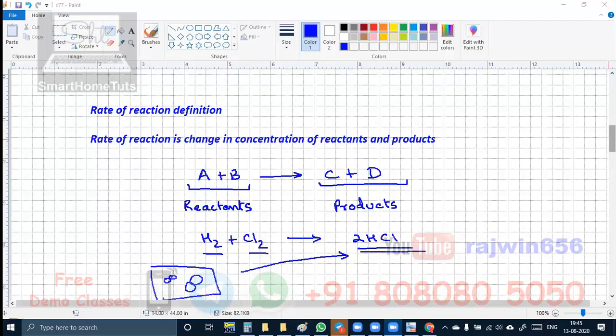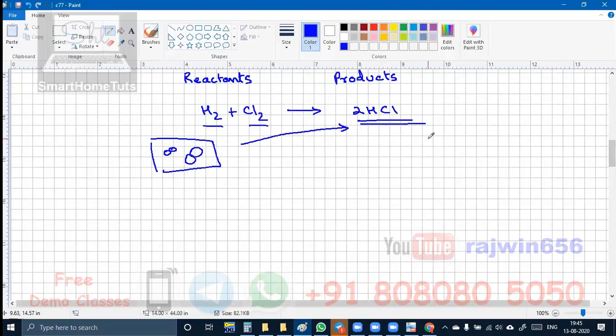Now, as the reaction is proceeding in the forward direction, the number of particles of H2 and Cl2 will be decreasing, the reactants will be decreasing. So because of that, what will happen to the speed of the reaction? Because there will be fewer and lesser number of particles of H2 and Cl2, the speed of the reaction is going to decrease. Yes or no? Yes. Okay.